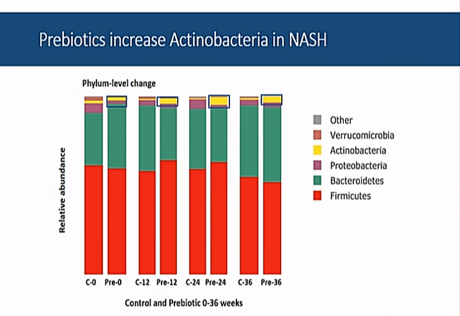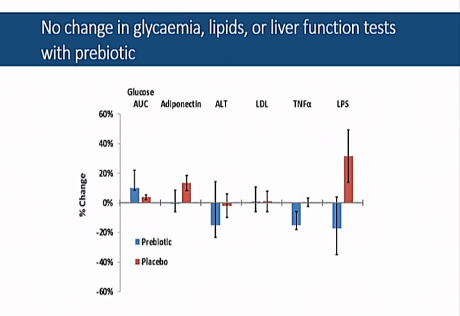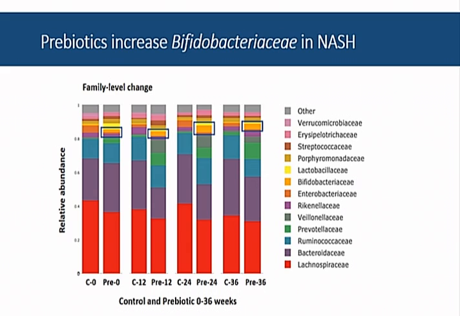At week 12, you see a significant increase in that yellow box, showing an increase in actinobacteria. At week 24, we see an even greater increase, and that more or less stayed the same at week 36. Dropping down a level to family, you can see that Bifidobacteriaceae also increased. So in the orange box there, you can see an increase at week 12, 24, and then at week 36.